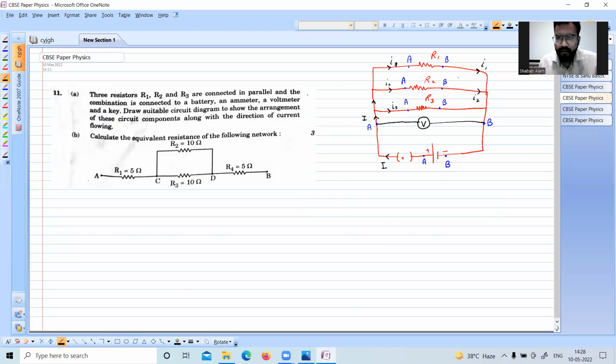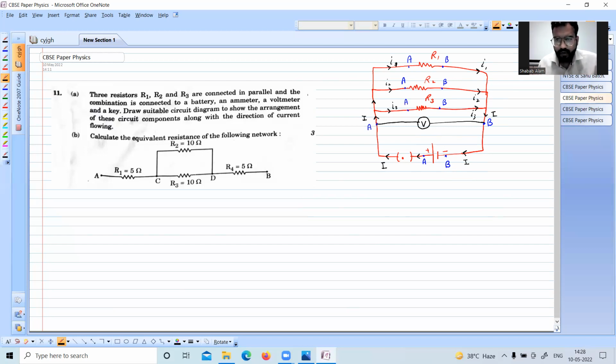This is I1, and then this is I3, all together combined to give again I. So whatever the current is drawn from the battery one terminal, it will be received by the other terminal as well, because of the conservation of the charges flow. And this is the circuit diagram we have.